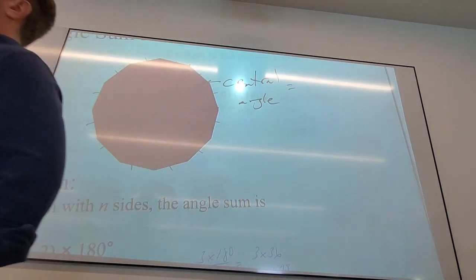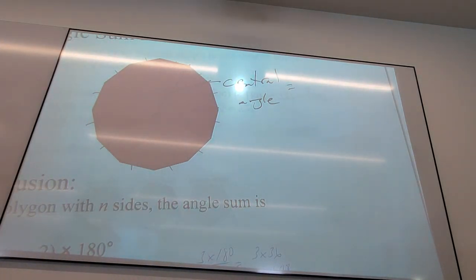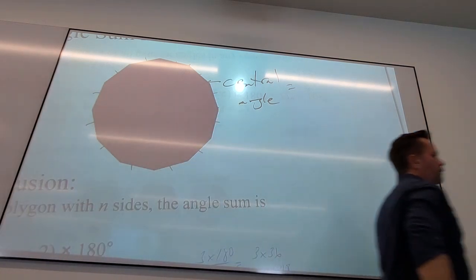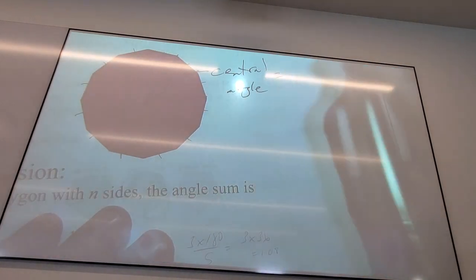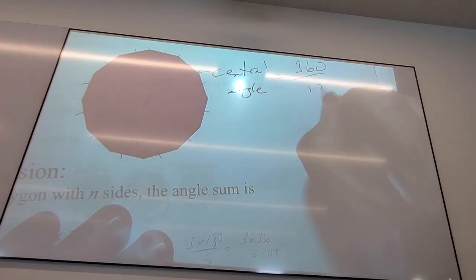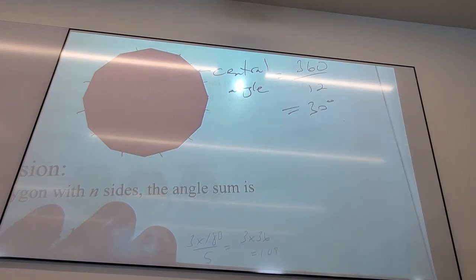Maybe part of this is just because it's too easy. I don't know. If it isn't too easy, I'm sorry. If I have 12 of those and they make 360 in the middle, each one of those has to be 360 divided by 12. Cool. Okay. So for this, it would be 30 degrees each.